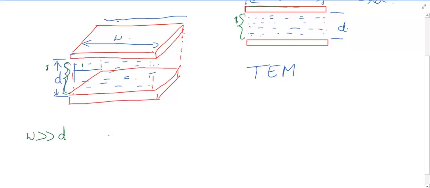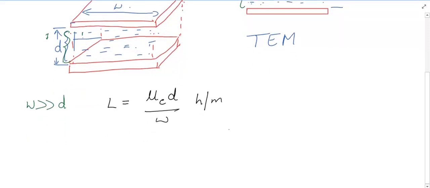So we can write the inductance of this as L equal to, we know the expression, mu C times D divided by W Henry per meter. Whatever we are writing in terms of meter, so it is Henry per meter. So here mu C, we know, is the permeability of the conductor.